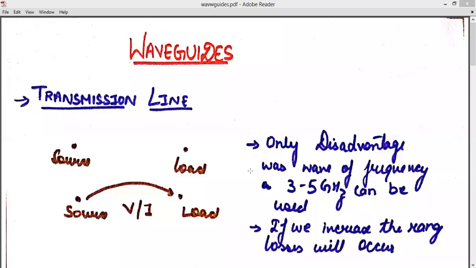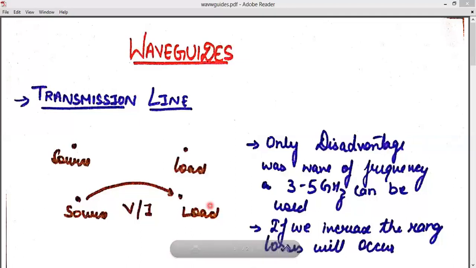Hello everyone. Today we are going to start another new topic, which is waveguides. In your syllabus we have to start with the waveguide. We need to start the advanced version, but before we proceed to it, I want you to understand what we mean by waveguides, why we are using them, and what the benefit of using a waveguide is. So let's start.